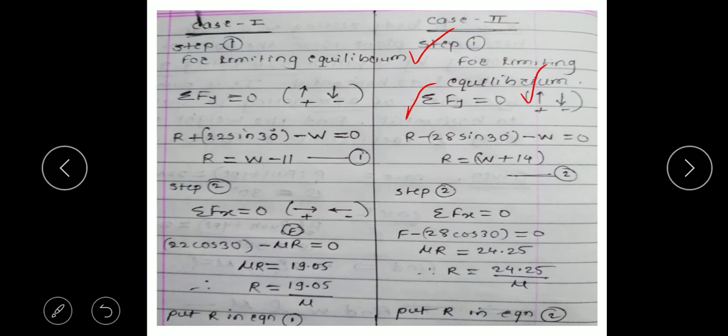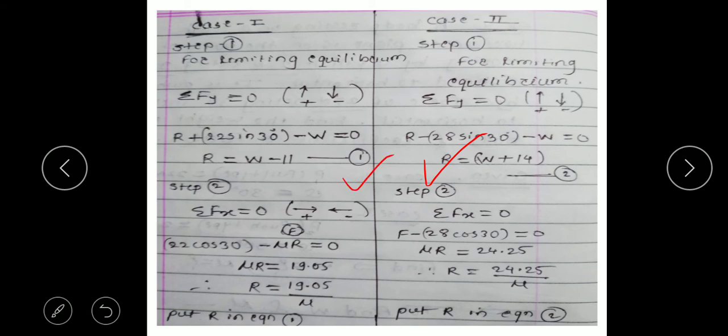negative sign. Now here you can see R is positive, 28 sine 30 is negative, and minus W equal to 0. So according to that, rearrange the equation, then finally we will get R is equal to W plus 14, equation number 2, like the previous.